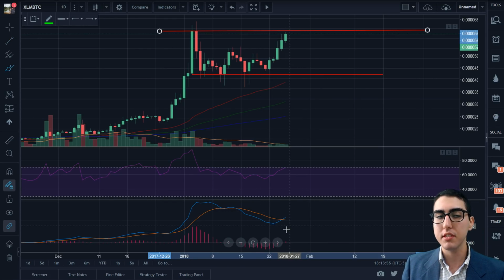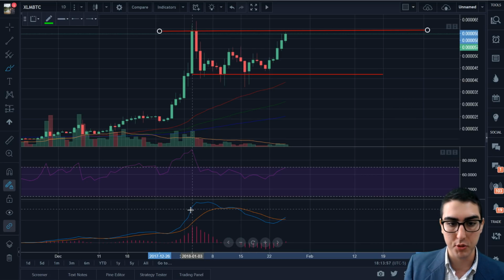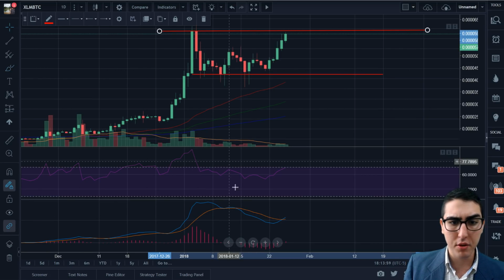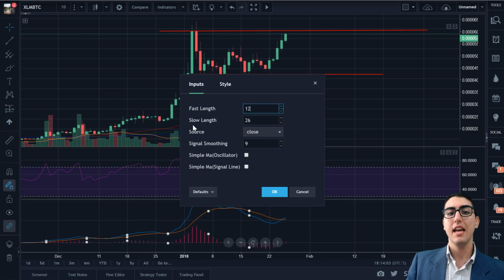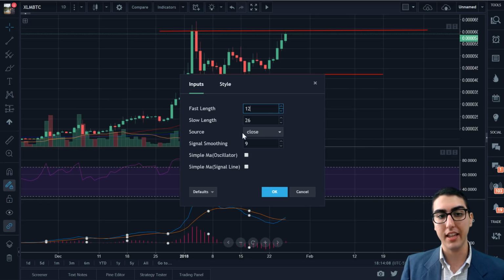So the way you use the MACD is you're looking for these crossovers between the fast line and the slow line. And by the way, if you guys want to know how to set these up, you want to have a period of 12 on the fast line and then a period of 26 on the slow line, or you can, it says here, fast length, slow length.